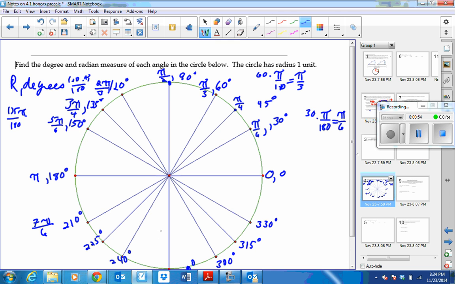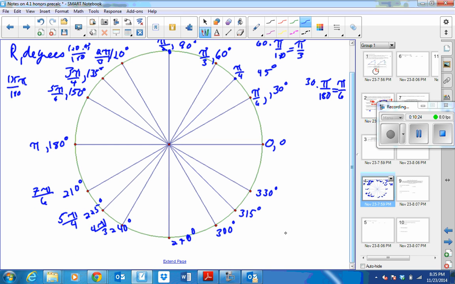Now, if you're doing this at home, pause it now and figure these out on your own. I should have said that at the beginning. So now we have 225 times pi over 180, and that'll be divisible by 45. So that's going to give us 5 pi over 4. 240 over 180 is going to give us 4 pi over 3. And 270 over 180 is going to give us 3 pi over 2.